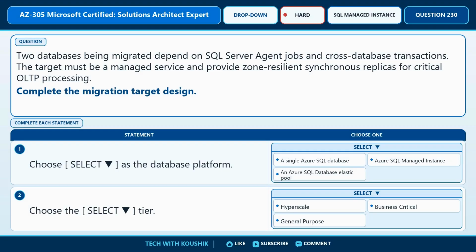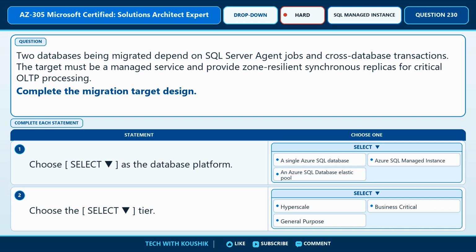Now consider question number 230. We are now working with SQL Managed Instance. Scenario: two databases being migrated depend on SQL Server agent jobs and cross-database transactions. The target must be a managed service and provide zone-resilient synchronous replicas for critical OLTP processing. Complete the migration target design.